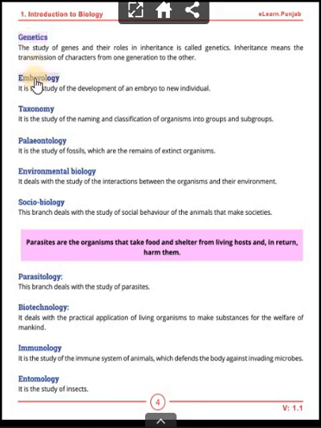Then the next branch of biology is embryology. Embryology is actually the study of the development of an embryo into a new individual. For example, if we sow a seed, the seed can grow and become a whole plant. How does it happen that it is converted into the form of an embryo, and then this embryo gives rise to a new plant?